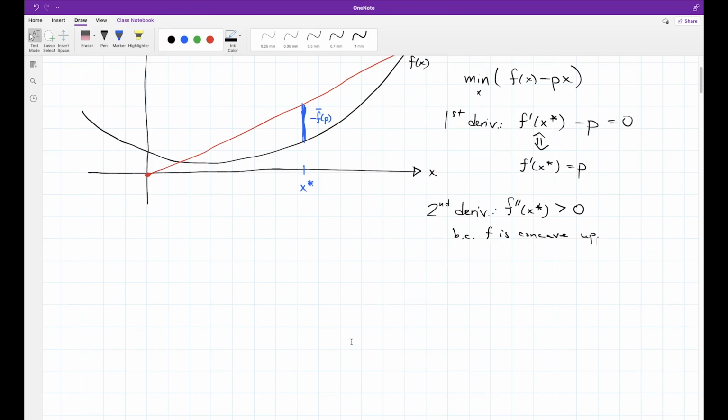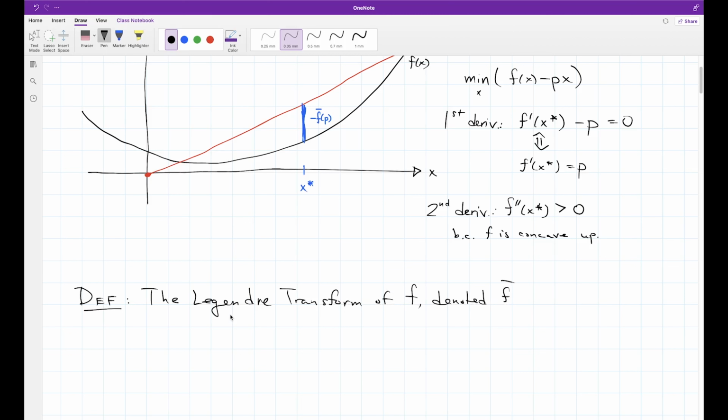Good. All right, so with all of that out of the way, we're ready to define the Legendre transform. So the Legendre transform of f, denoted f bar, is the function satisfying f bar of p is equal to the minimum over x of f of x minus x times p.